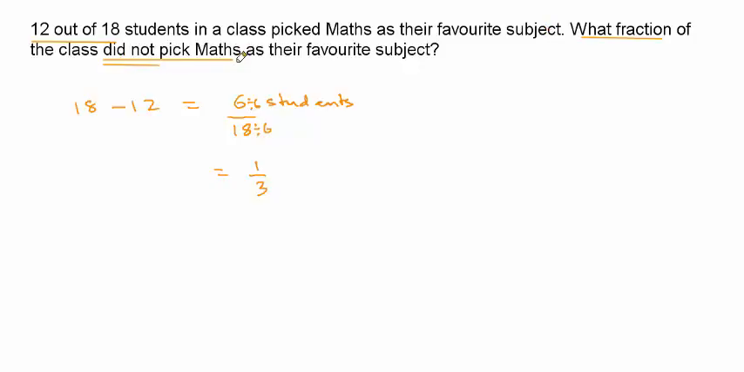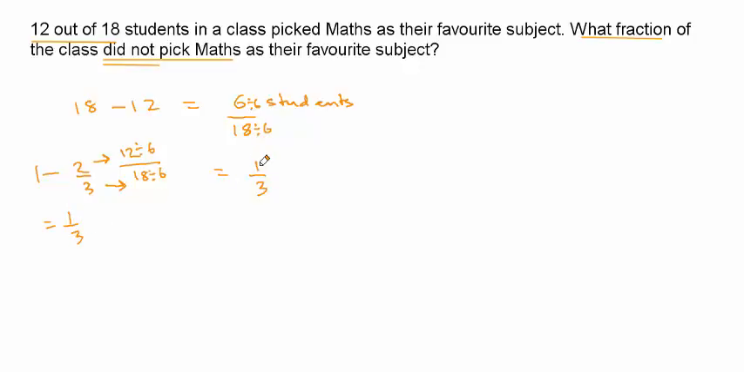So the fraction that did not pick would be 1 minus 2/3. Remember, 1 is the whole. So the whole class is represented by the fraction 1. Minus 2/3 is the fraction that picked maths as their favorite subject. Where am I getting this 2/3 from? This is 12 on the top and 18 on the bottom. And if you reduce that, divide 12 with 6 and 18 with 6, you get 2 on the top and 3 on the bottom. And then 1 minus 2/3 is nothing but 1/3. So that's another way of finding the answer.